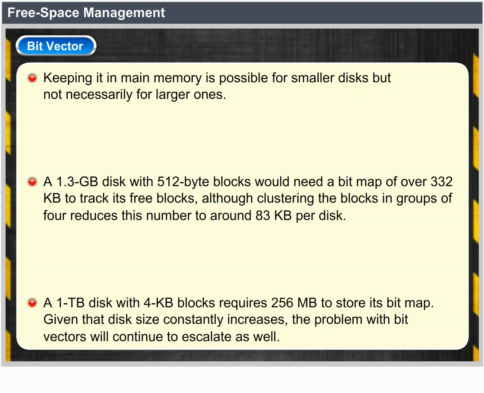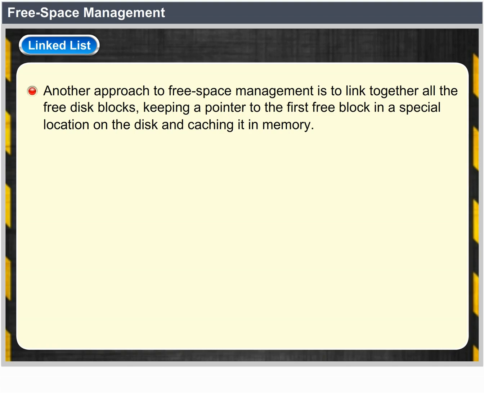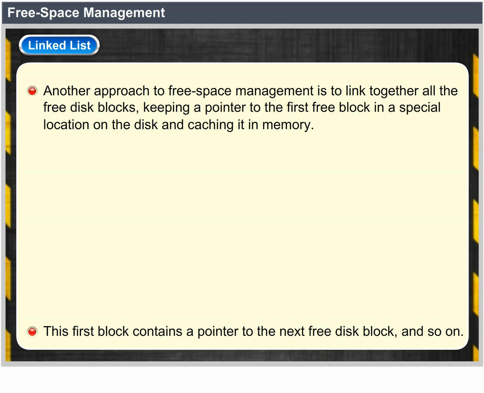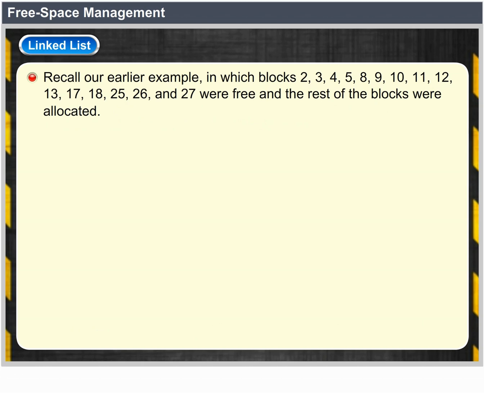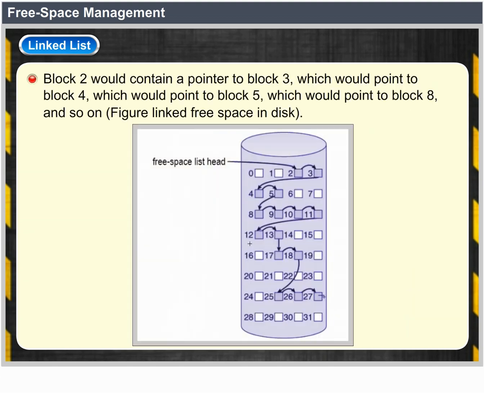Linked list. Another approach to free space management is to link together all the free disk blocks, keeping a pointer to the first free block in a special location on the disk and caching it in memory. The first block contains a pointer to the next free disk block and so on. Recall our earlier example in which blocks 2, 3, 4, 5, 8, 9, 10, 11, 12, 13, 17, 18, 25, 26 and 27 were free and the rest of the blocks were allocated. In this situation, we would keep a pointer to block 2 as the first free block. Block 2 would contain a pointer to block 3, which would point to block 4, which would point to block 5, which would point to block 8, and so on.